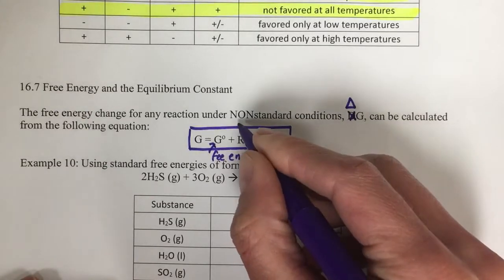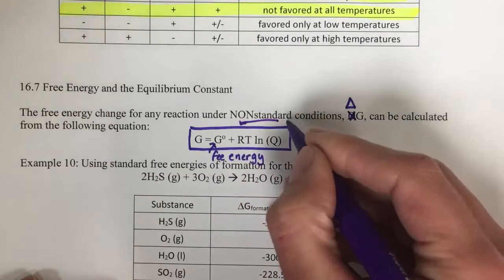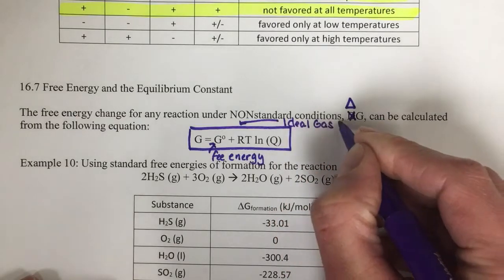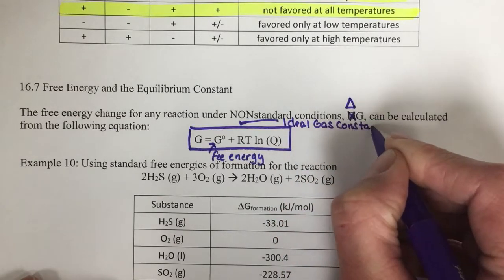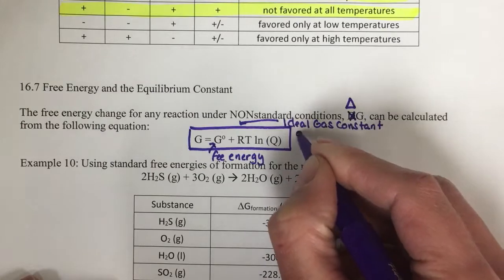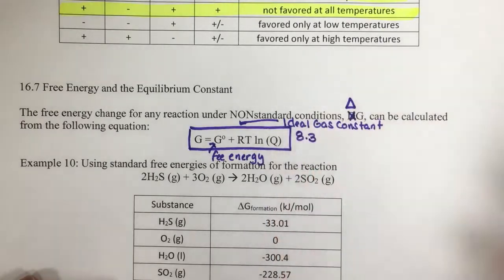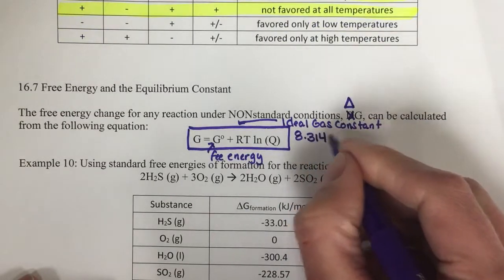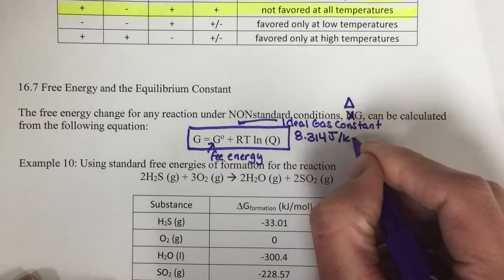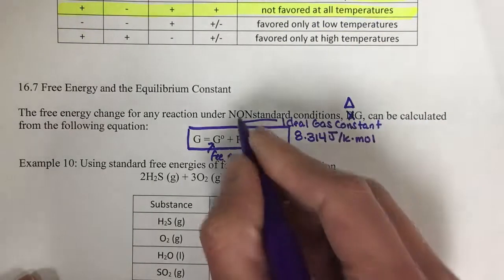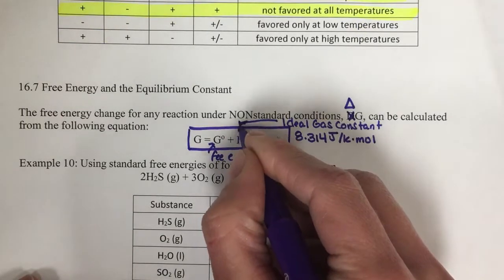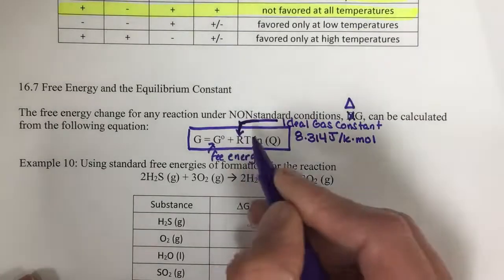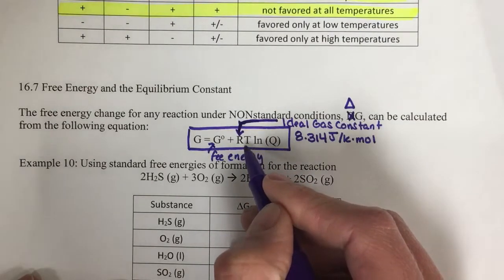R we've talked about before. It's for our ideal gas constant, and it's 8.314 joules over K dot mole. So that's my R. I'm going to make that arrow a little more obvious. There we go. T is our temperature in kelvins.